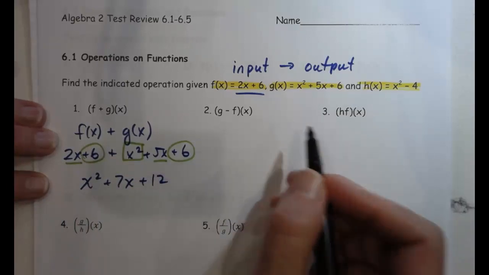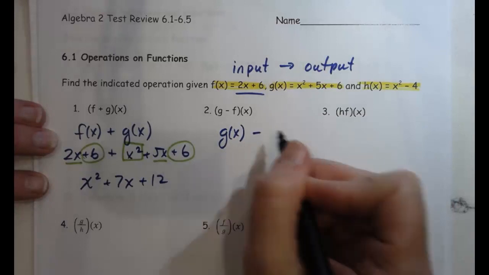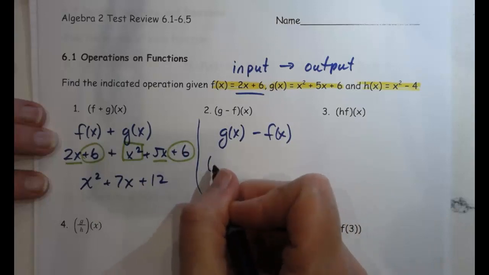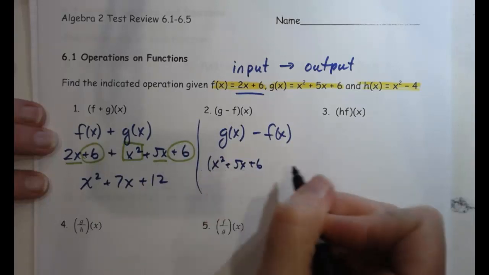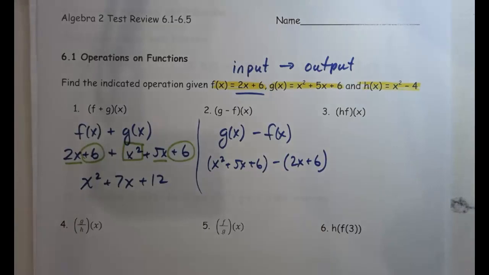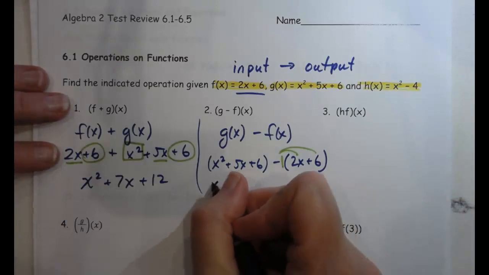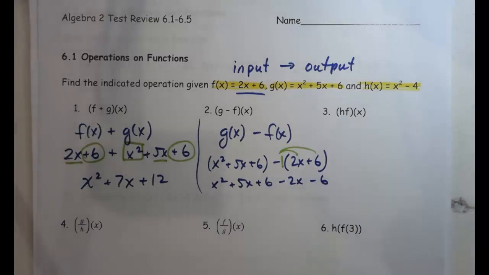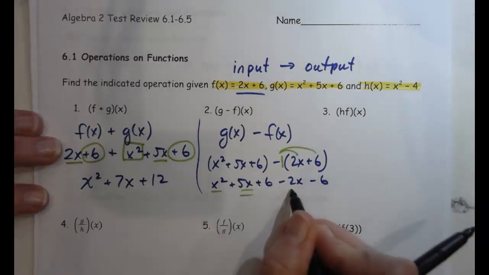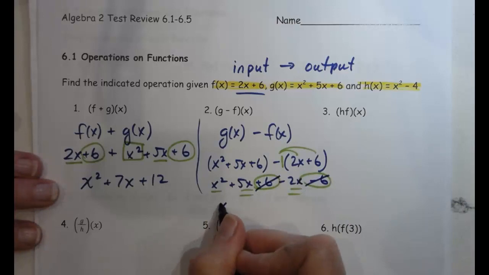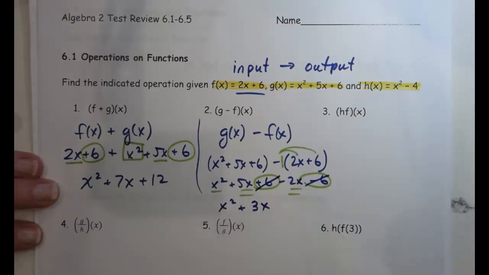Combine them: x squared plus 7x plus 12. That's it. Number 2 is just a difference, g of x minus f of x. This one might be helpful to use parentheses. So x squared plus 5x plus 6 minus f of x, 2x plus 6. Remember, whenever we're subtracting, it might be necessary to distribute a -1. So we end up with x squared plus 5x plus 6 minus 2x minus 6. Find those like terms, x squared, x's, and the constants. This time the constants cancel, and we end up with x squared plus 3x.